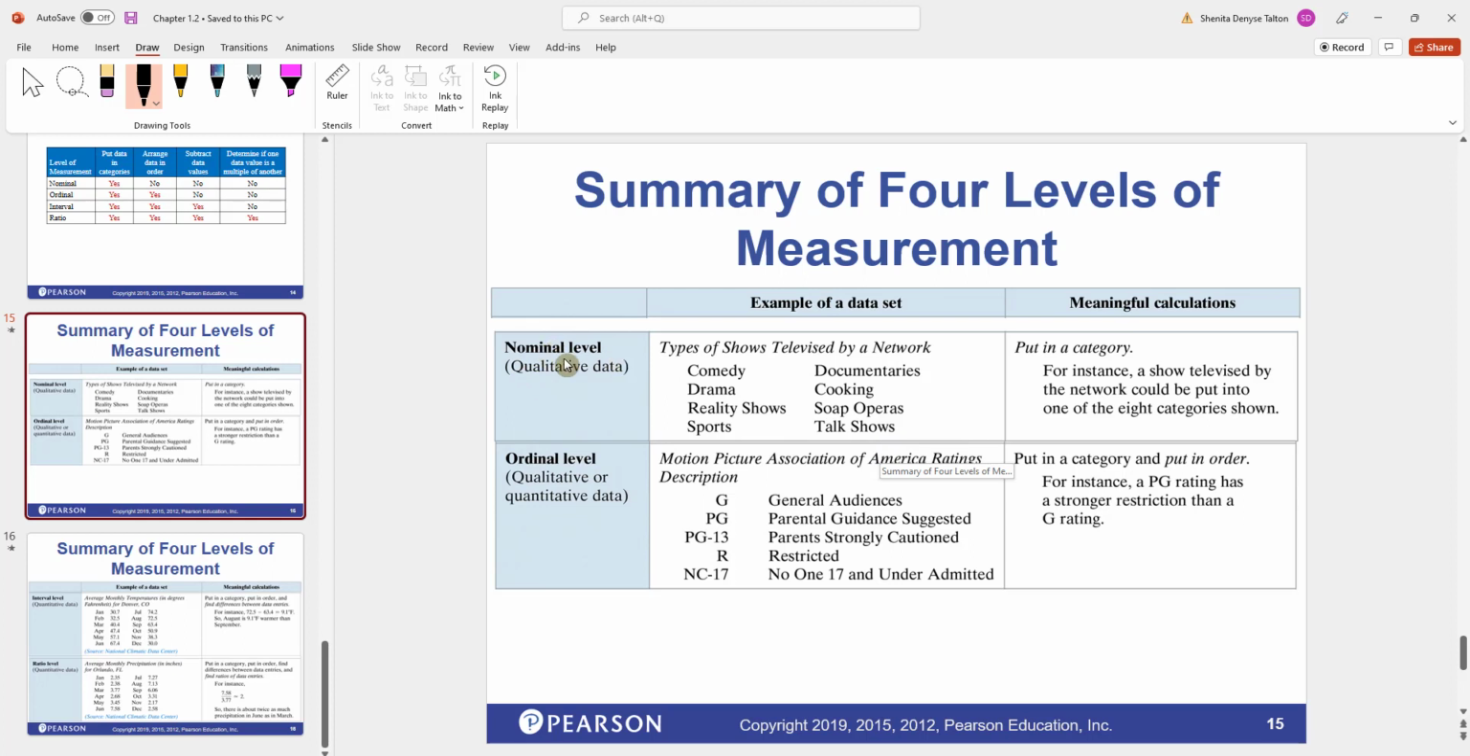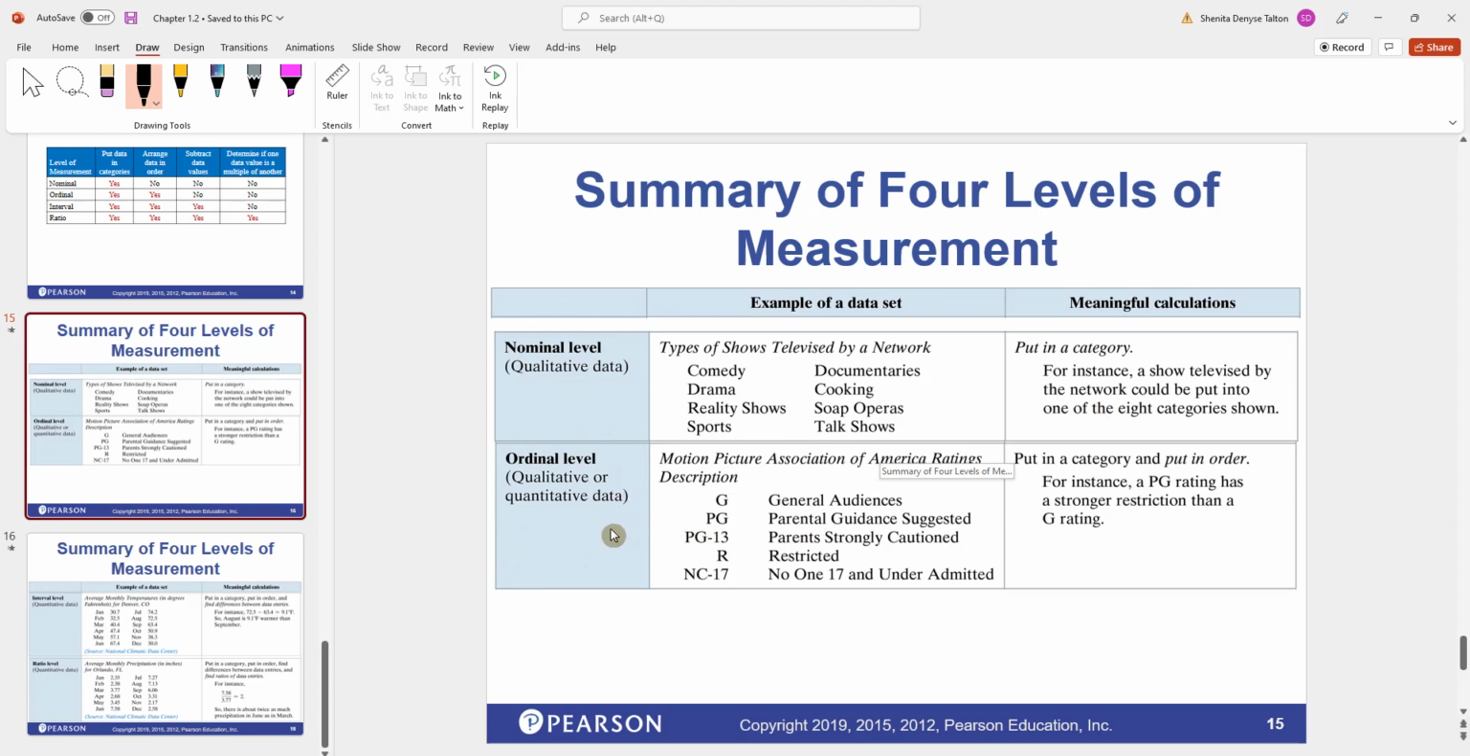In this one, we have a nominal level. Remember, that deals with categories or qualitative data. And this one is the type of shows televised by a network. So you got comedy, drama, all the way down to talk shows. So these are categories. A show televised by the network could be put into one of the 8 categories shown.